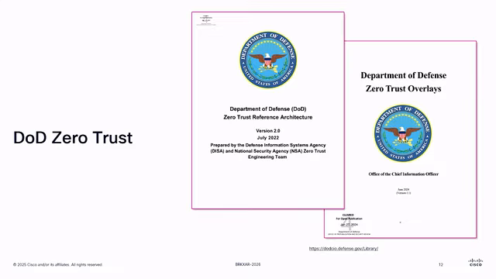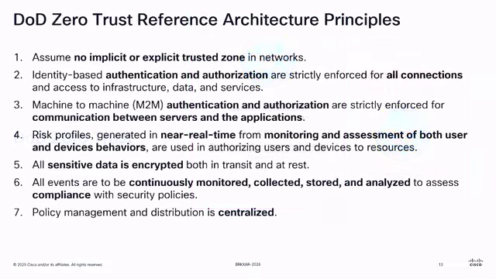So we're going to go a little bit deeper into the DoD here real quick, because if we look at that previous slide and we also look at the DoD zero trust reference architecture principles, you'll see a lot of very similar things. Monitoring and assessment, authentication, authorization, all connections are enforced, et cetera. So the concept of zero trust is that no network is a trusted network. Everything must be done on a per session basis no matter what the network construct is.